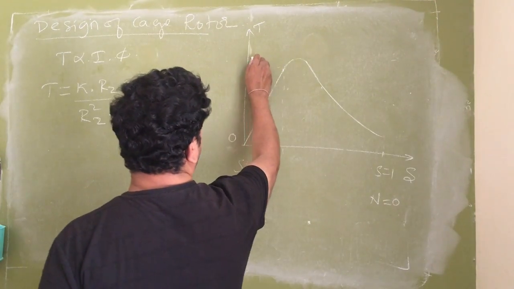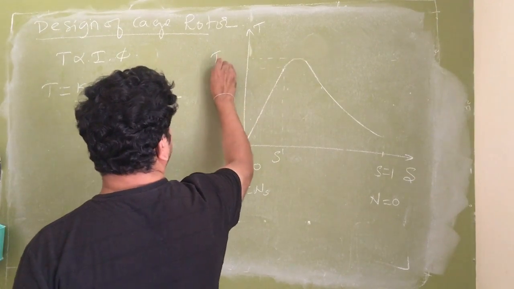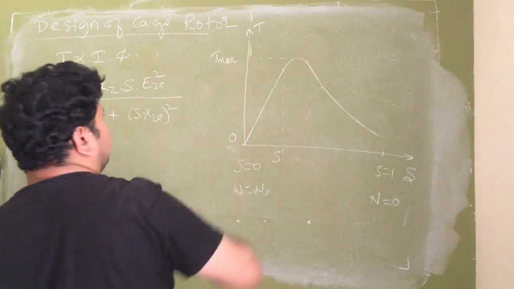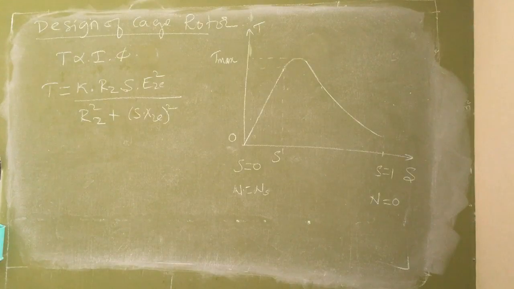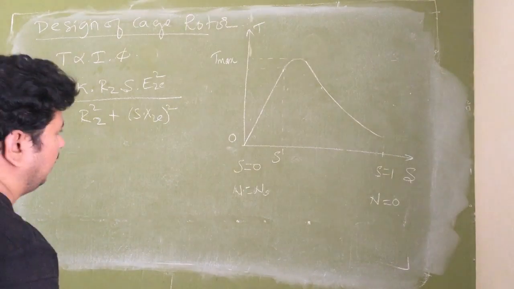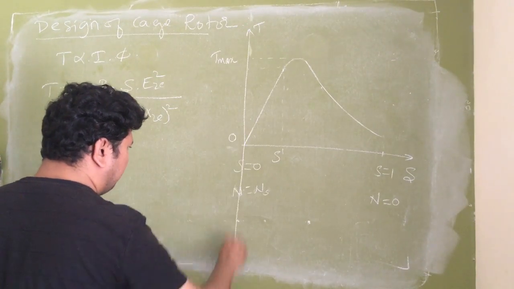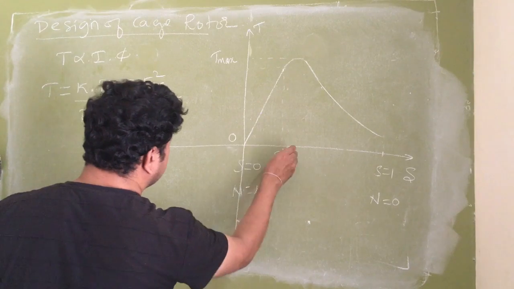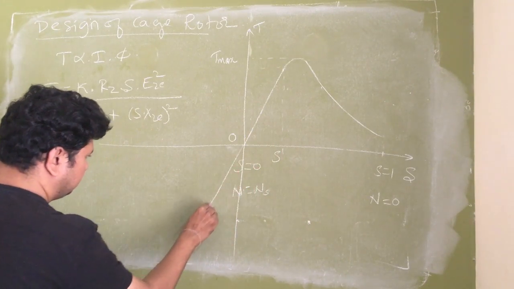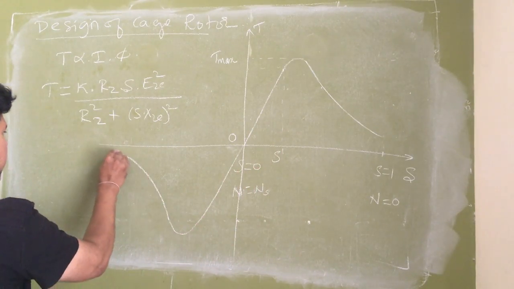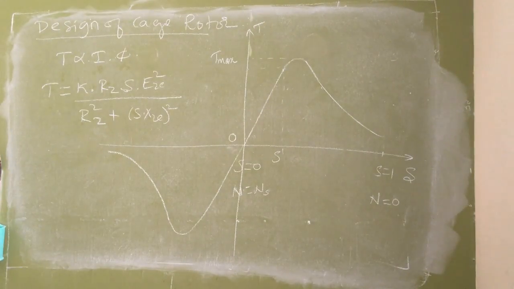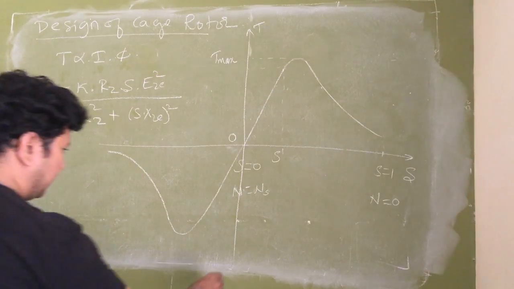So this is the maximum torque, Tmax. This is called stalling torque or pull-out torque or breakdown torque. Now if n is greater than ns, I will get the same characteristics, but in the third quadrant, where the torque is negative.